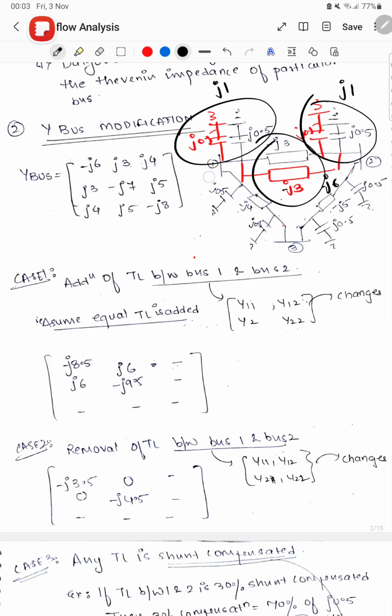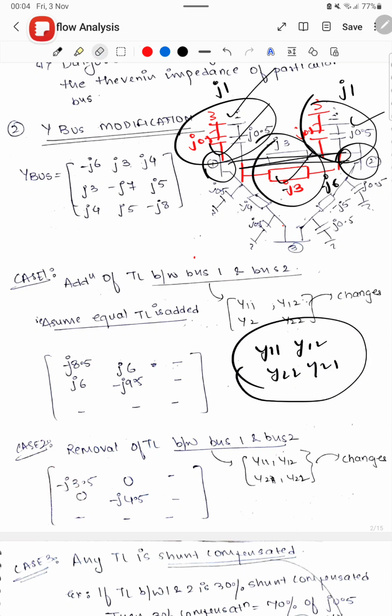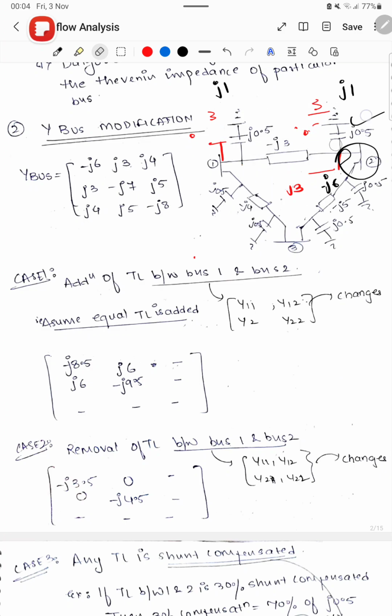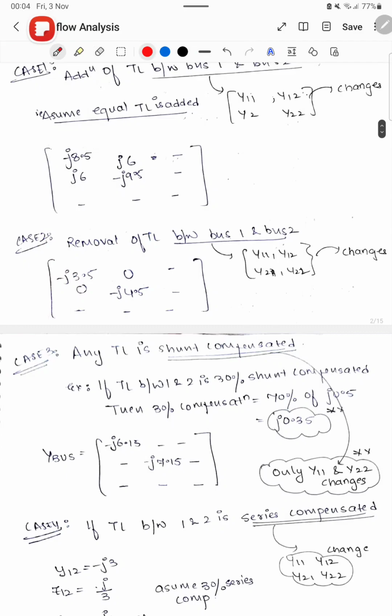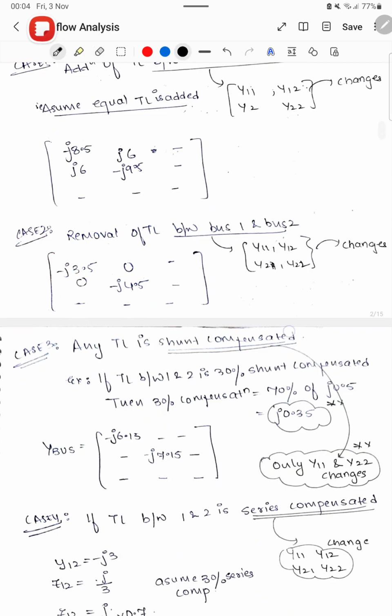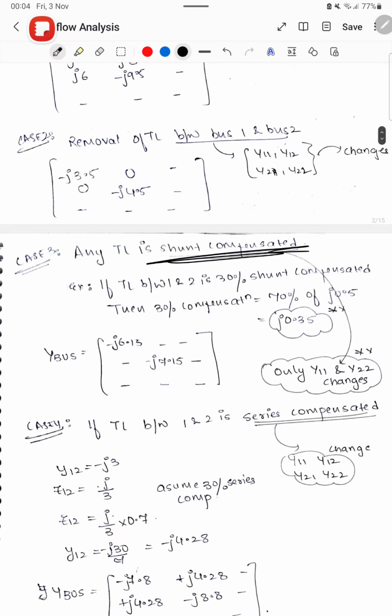Since this bus is affected, this bus is affected, and the line between them is also affected, y11, y12, y22 and y21 will all be getting affected. Similarly, if you remove a line between any two buses, all 4 parameters will change.